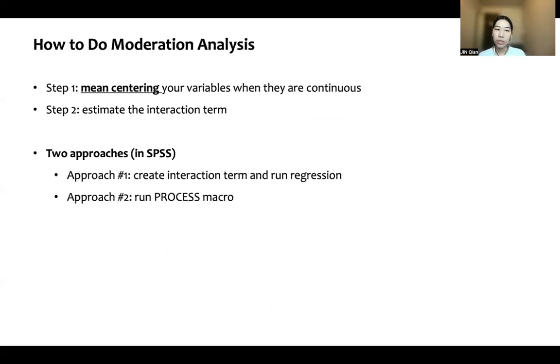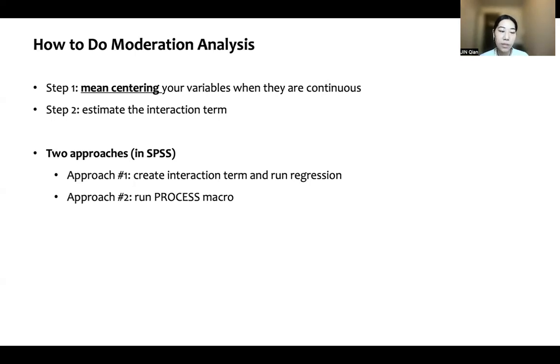And how to do moderation analysis? This is quite simple compared to mediation analysis. Basically, there are 2 steps. The first step is to do the mean centering of your variables when they are continuous. So why do we need to do mean centering? Mean centering will reduce the collinearity in your regression. So this is a very important step when you do moderation analysis.